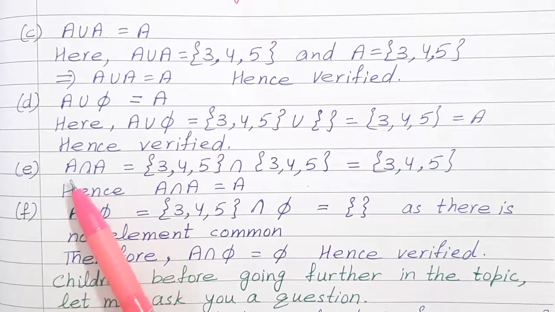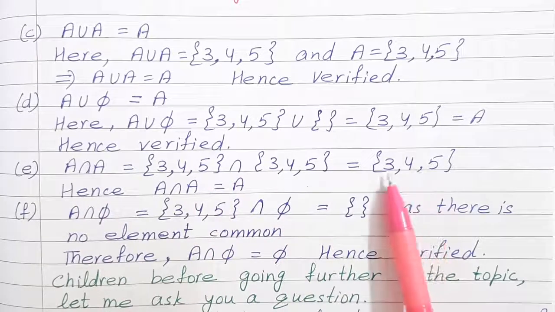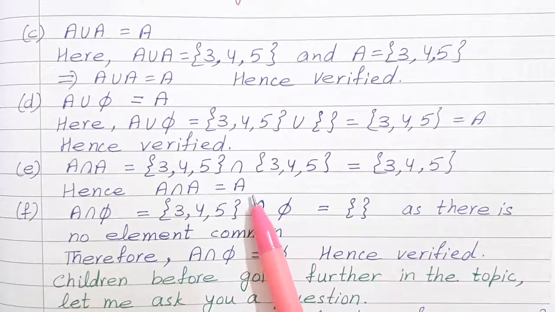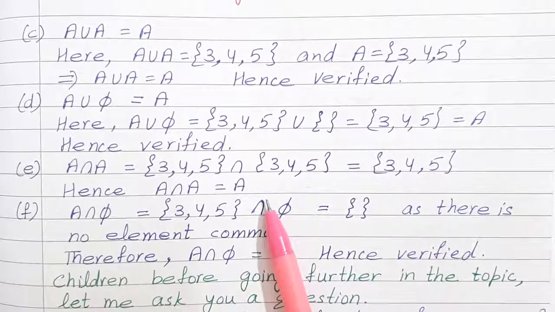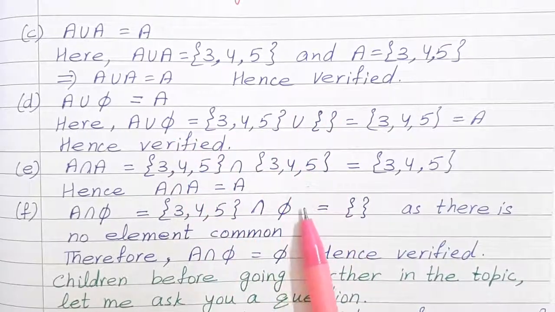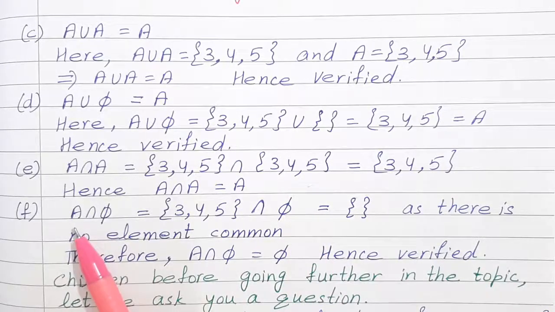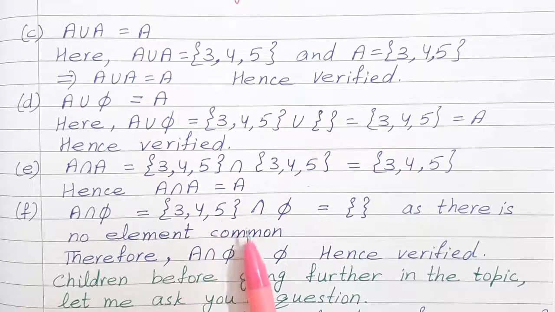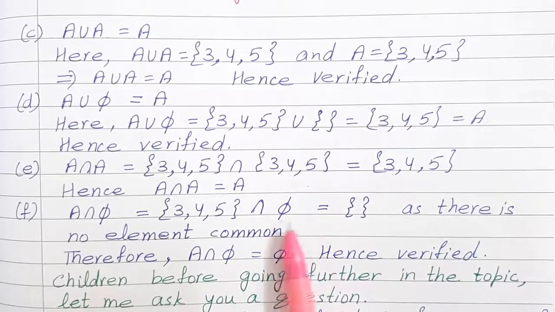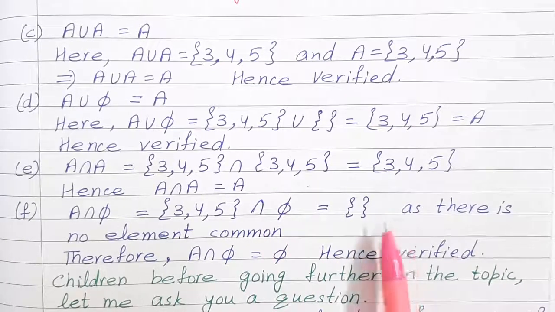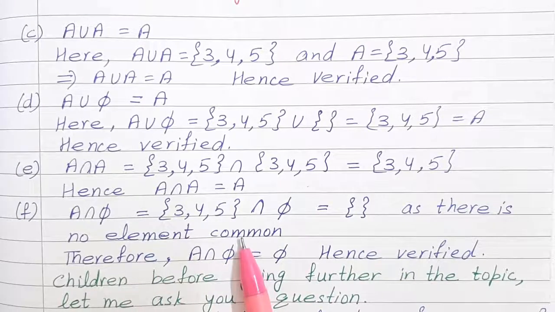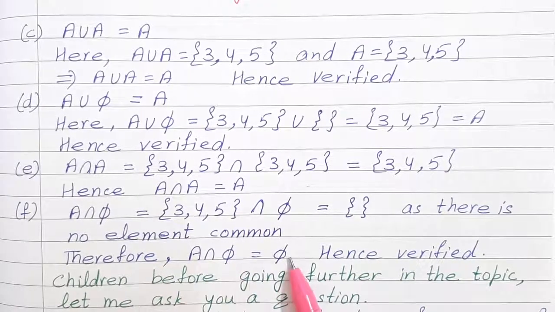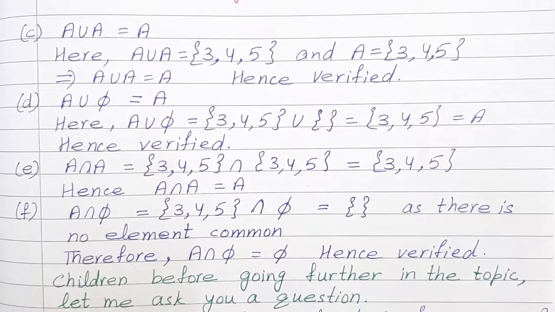Now, next is A intersection A. Now, children, A intersection A will also be the same as A, that is {3, 4, 5}. Hence, verified. Children, we just need to write the steps and show how they are equal, right? Now, the last one is A intersection phi. That is {3, 4, 5} intersection phi, right? Now, you know that phi is a null set. So, there is no element in common. So, therefore, A intersection phi is phi. Hence, verified. I hope you all have understood now.